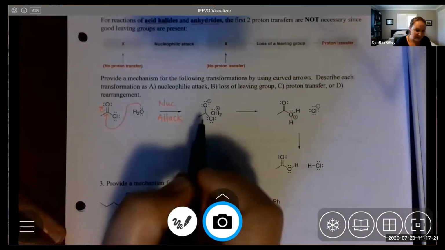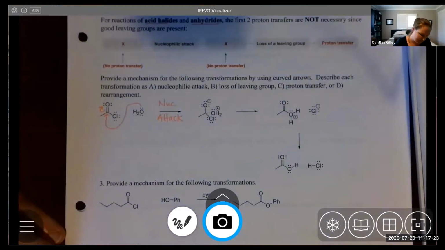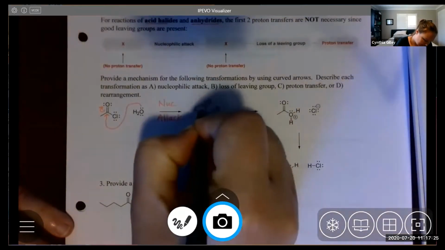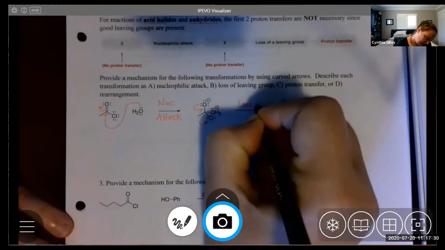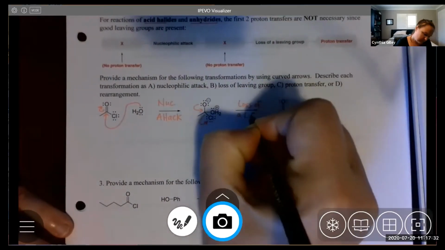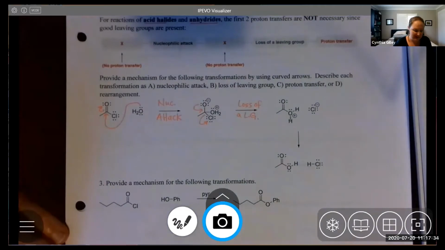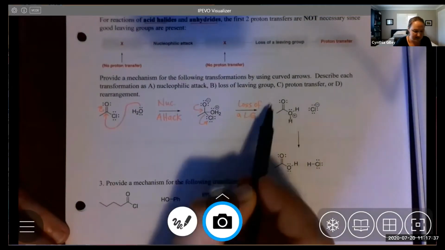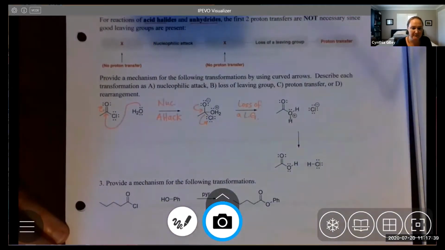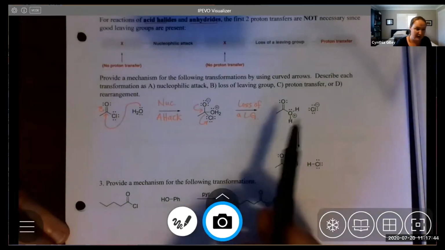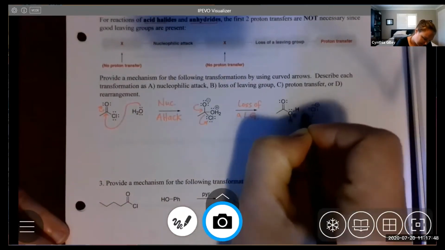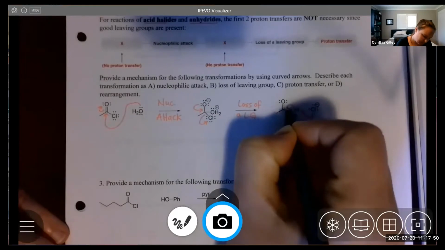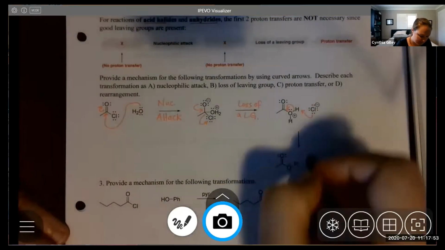This is a good leaving group, so we don't need to do any proton transfers to make it a good leaving group. Right? So we're just going to do loss of a leaving group. When we do that, we now have this, which does need a final proton transfer in order to be neutral. So we do need a proton transfer at the end here. So we'll just remove one of these. It doesn't matter which one you remove. Okay, so proton transfer.